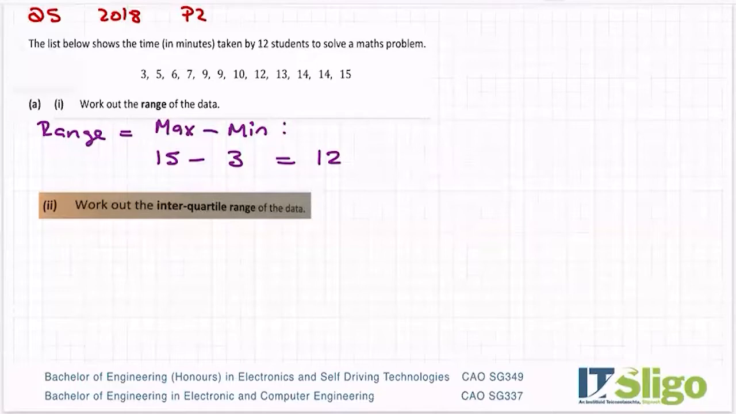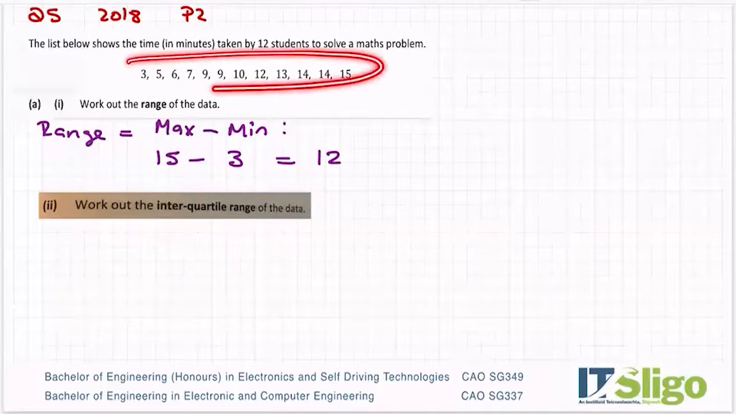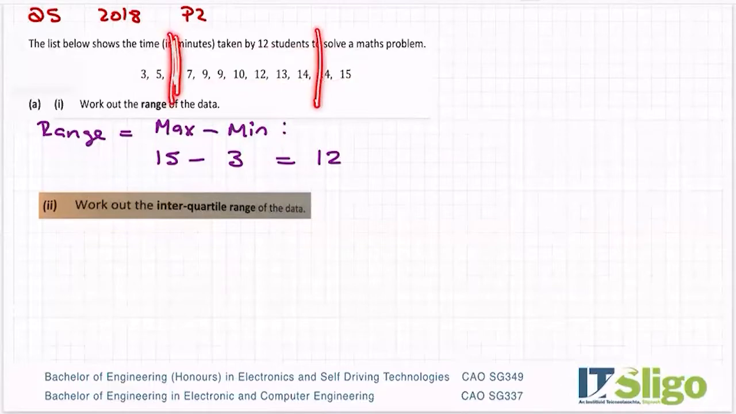Okay, so the interquartile range. So it's a type of spread or variability in our data. Okay, so it's another measure of spread. What it does though is it doesn't look at all of the data. It kind of looks at in between the first quarter and the third quarter.